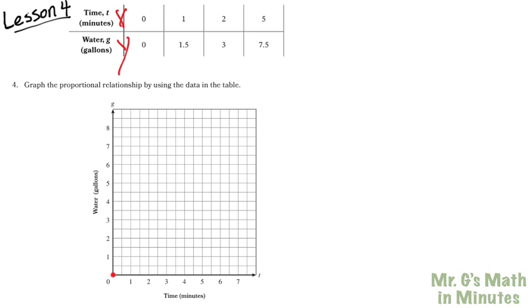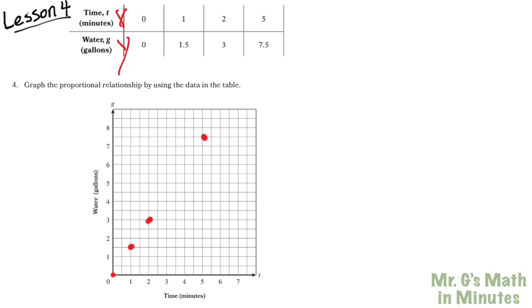So we go to the right to the 1. Notice each of these tick marks is a half, so it represents a half. So we go over to the 1, and then we go up 3 tick marks to 1.5, which is right here. So 1 and 1.5. Then we go to the 2, up to the 3, and that's going to be right here. And then we have 5 and 7.5. So over to the 5, and then up to 7.5, which is right here.